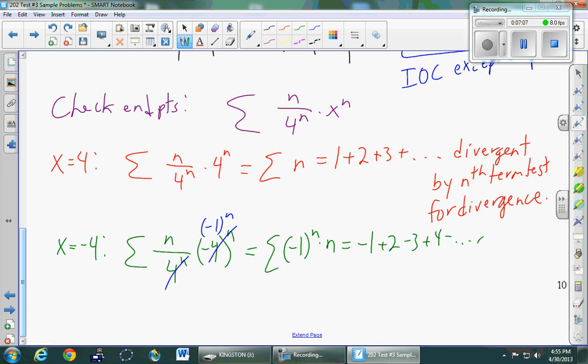And this one also diverges, because again, the terms are not going to 0. So that's the nth term test.